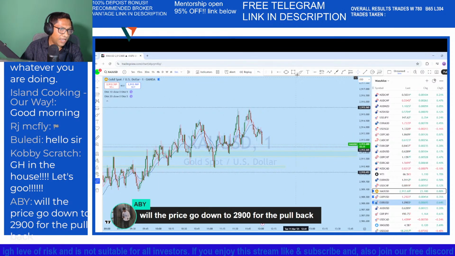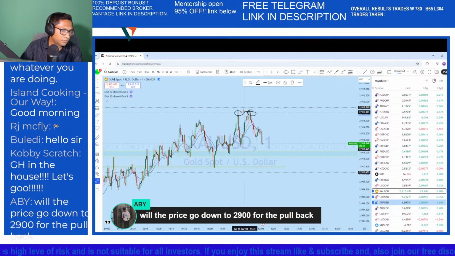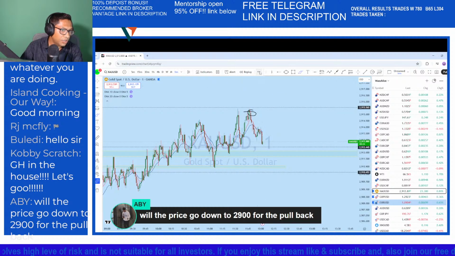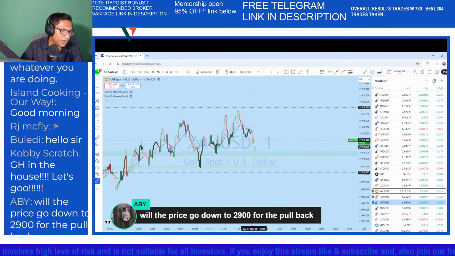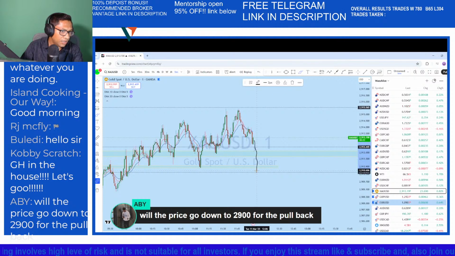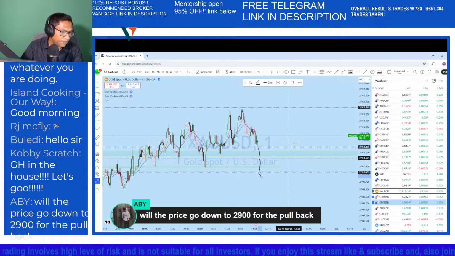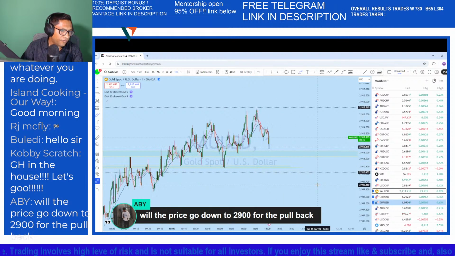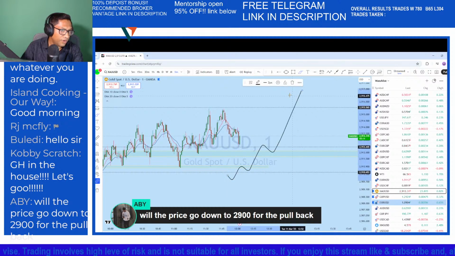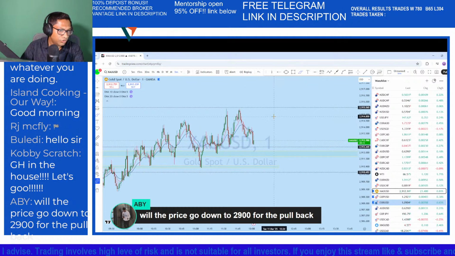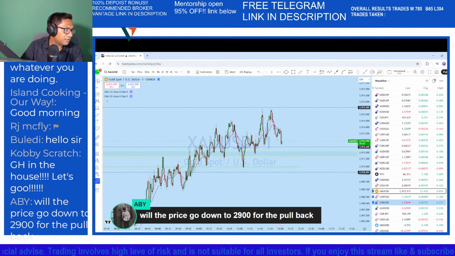As you can see, there is a head and shoulders formation, and with the head and shoulders formation, we'll be looking to see the market potentially drop back to that support, and then from that support we will be looking for an entry opportunity in this market.